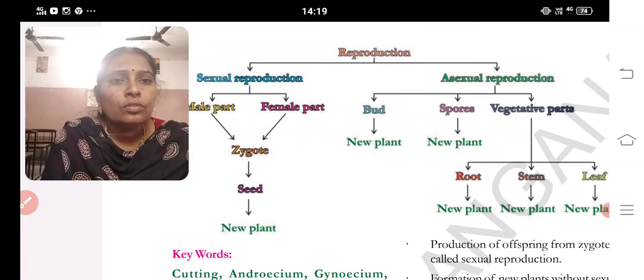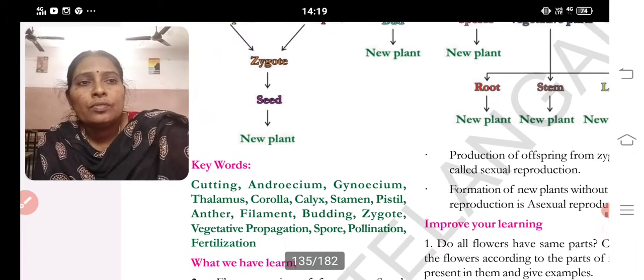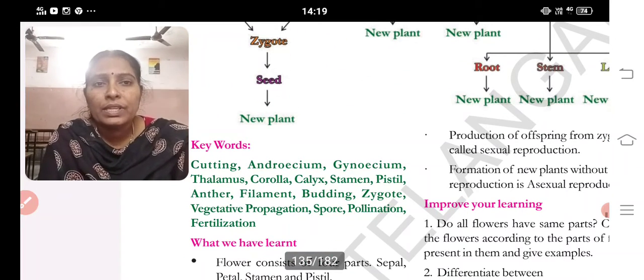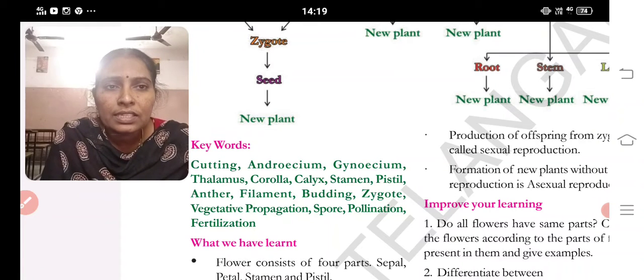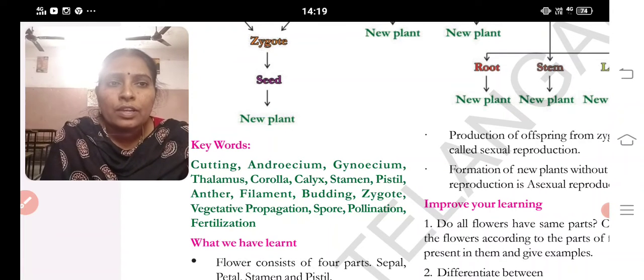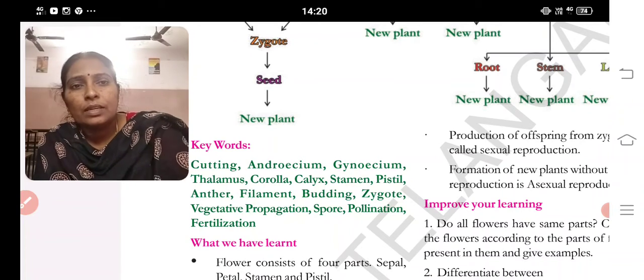Okay. Now we come to the production of offspring. With this, we completed our lesson. What we discussed: cutting, androecium, gynoecium, thalamus, corolla, stamen, pistil, anther, filament, budding, zygote, vegetative propagation, spore, pollination, fertilization. Let us discuss what we have discussed. Let us see it in the form of a summary.